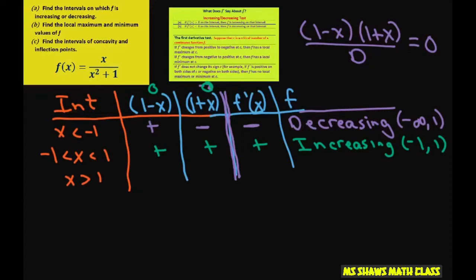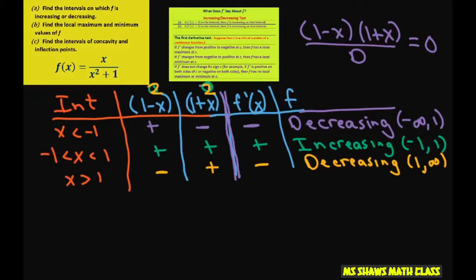All right, and then greater than 1. If I plug in a 2 in these, this is going to make this negative. This is going to be positive. So a negative times a positive is negative. So that means decreasing on the interval 1 to infinity. So now that we have that information, we can find our local max and min.